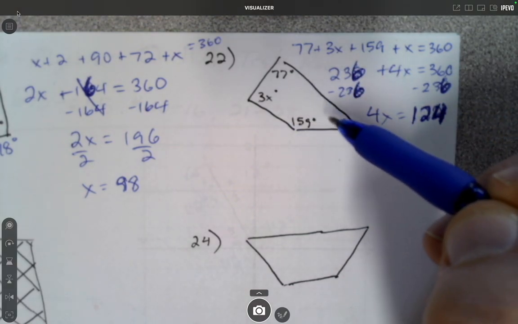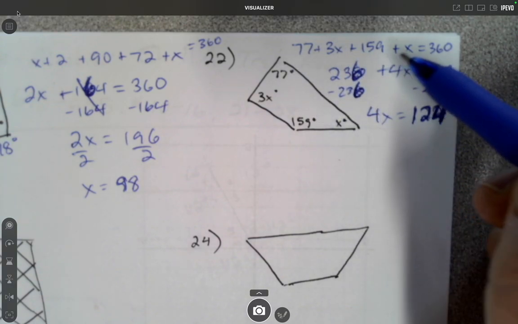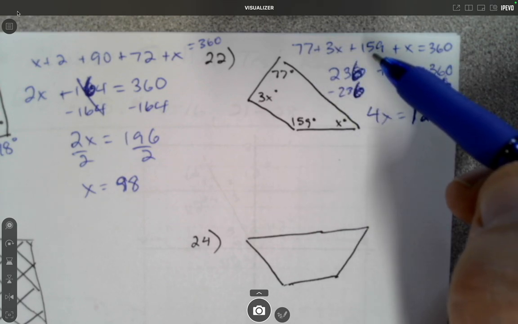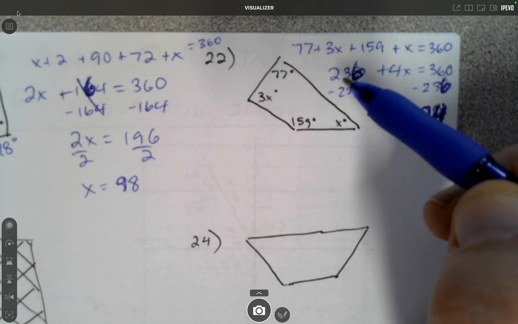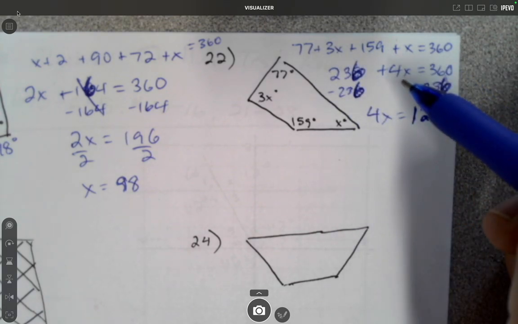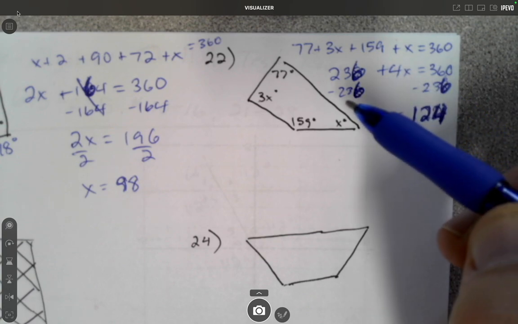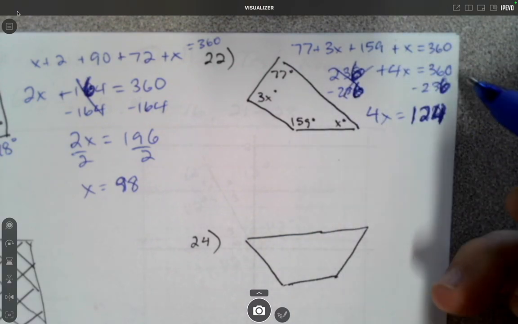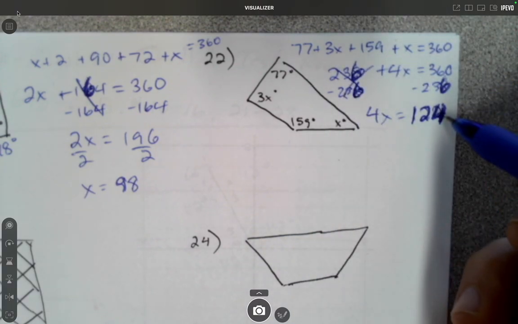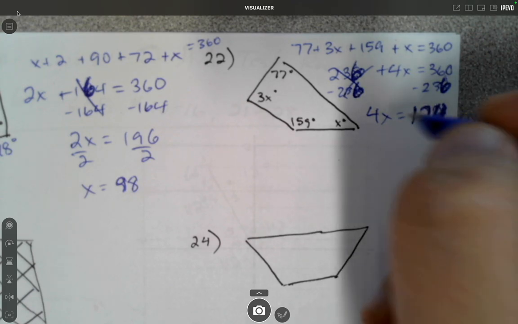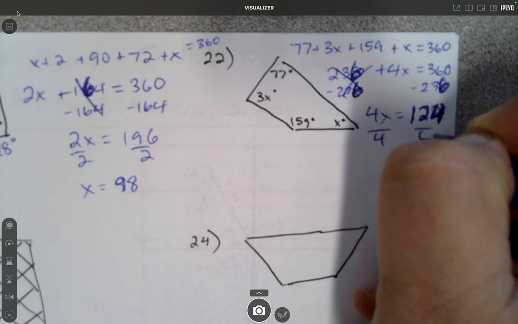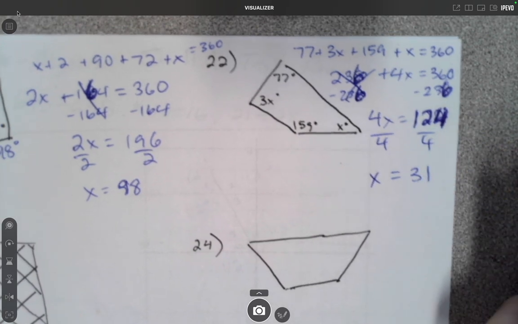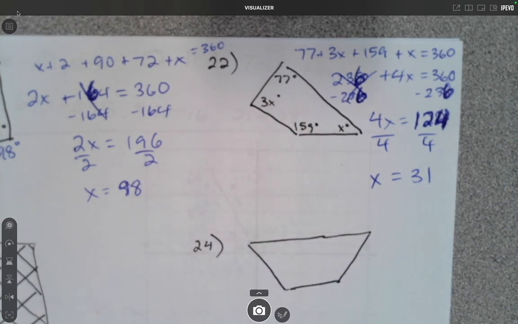We'll add these four together that you see here. They have to add up to 360. So then 77 plus 159 is 236. 3x plus 1x is 4x. Then we subtract 236 from both sides. 360 minus 236 is 124. Last, we will divide both sides by 4, and that gives us the value of x, and it is 31. So x is equal to 31.